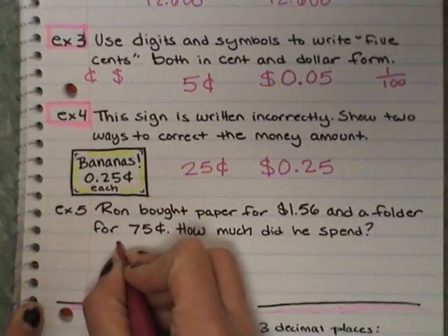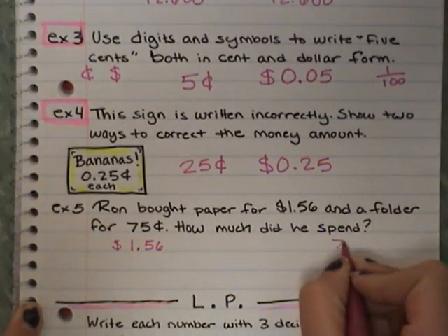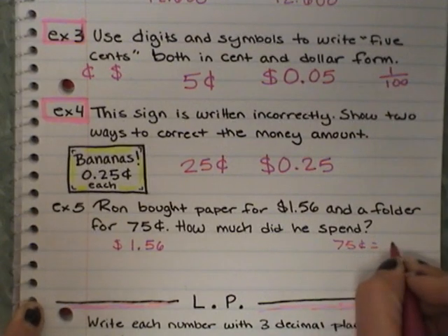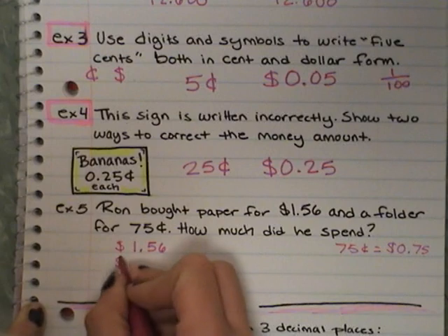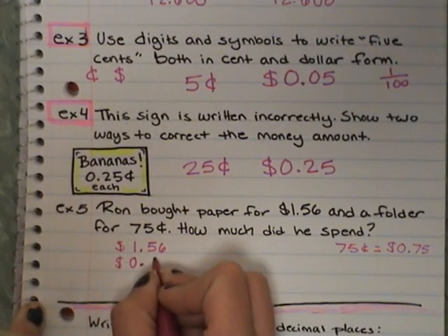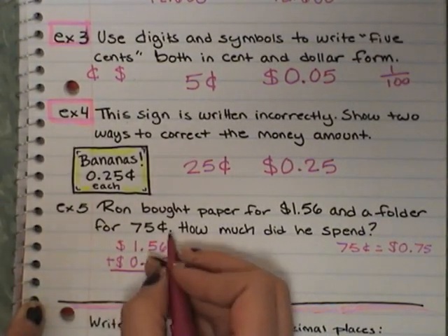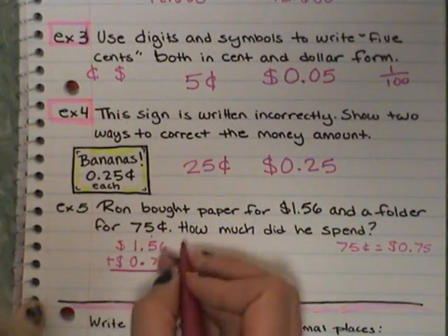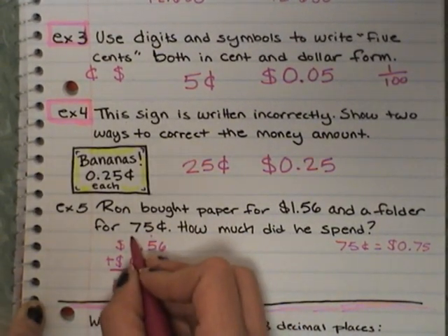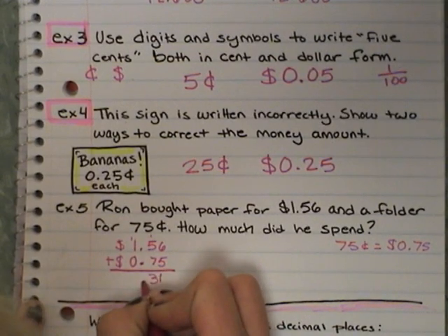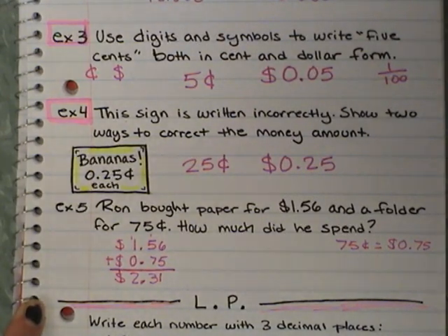I'd write $1.56 and 75 cents really looks like $0.75. So I'd write that $0, line up my decimal, and 75 cents. And when I add 6 plus 5, carry my 1, and I have 1. 5 plus 7 plus 1, carry my 1, 3, decimal point, 2, and don't forget your dollar sign. So $2.31.